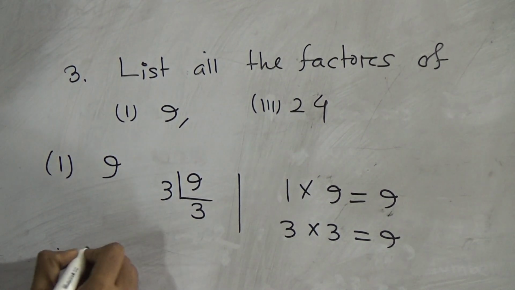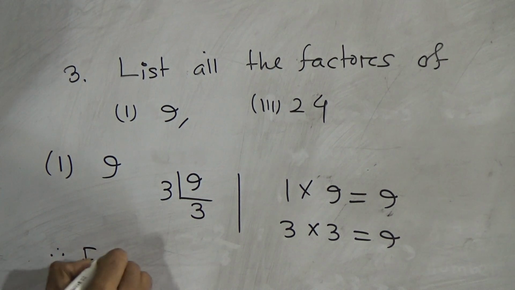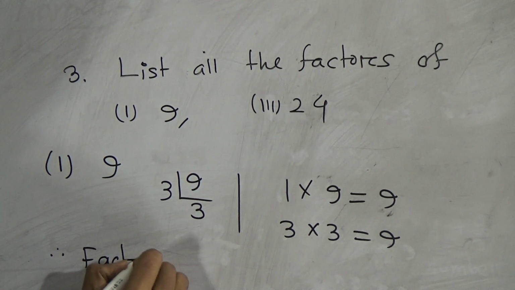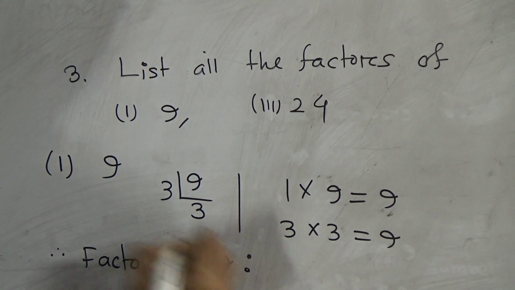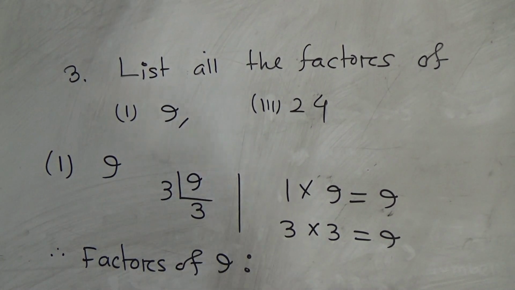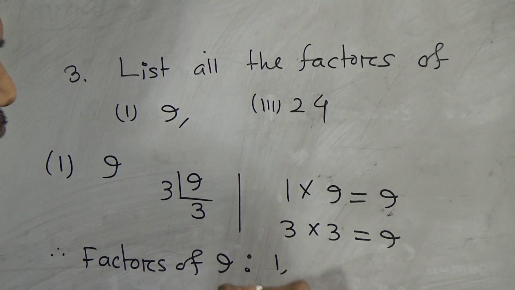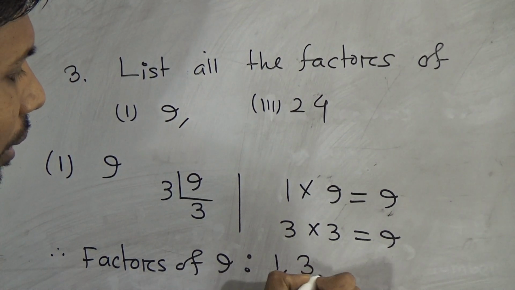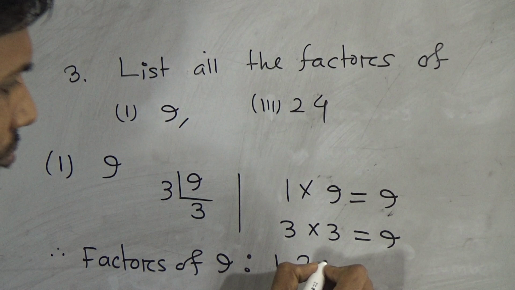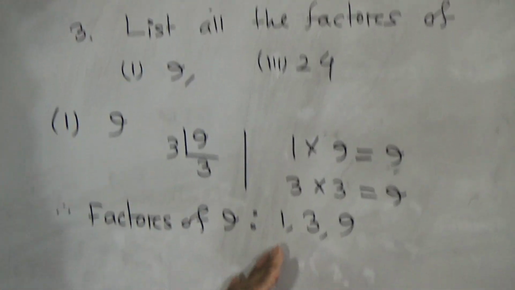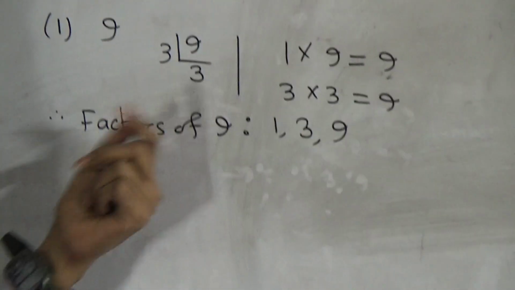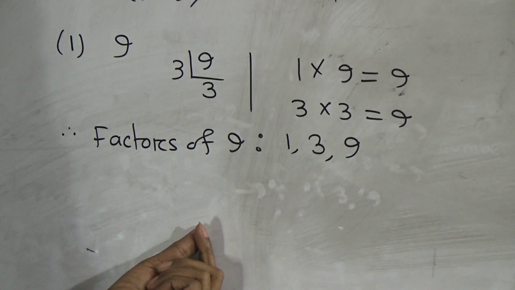Therefore, we write the factors of 9. Okay, factors of 9. 1. Then what? 3. Then 9. Okay. The factors of 9 are what? 1, 3 and 9. You student remember the factors of 9.